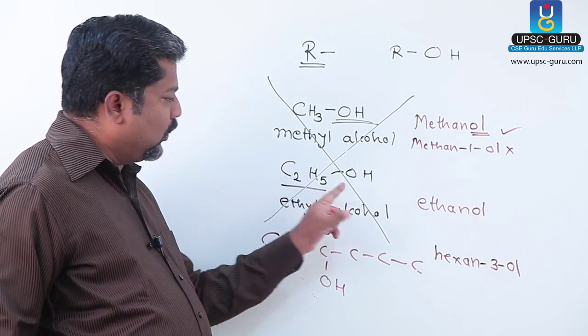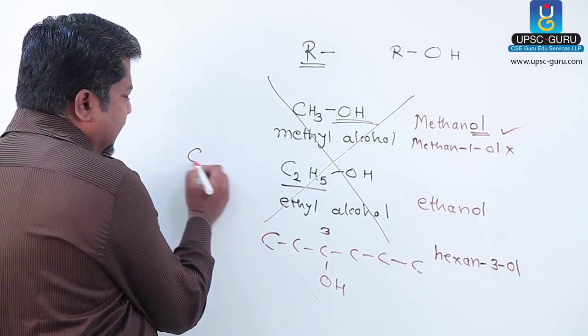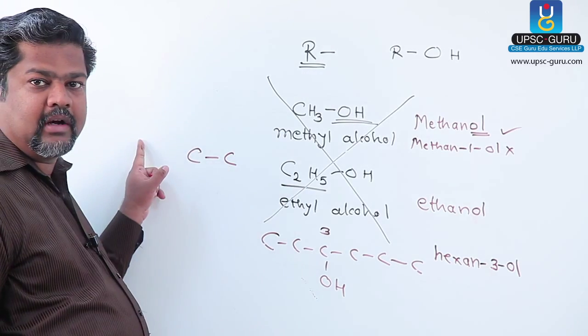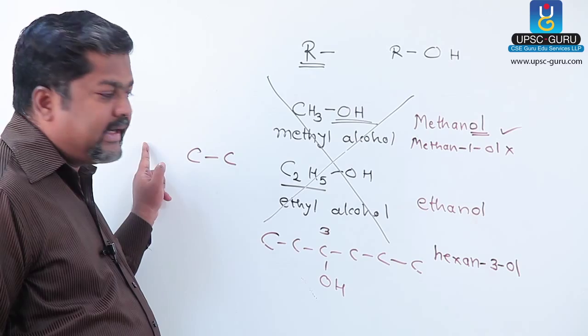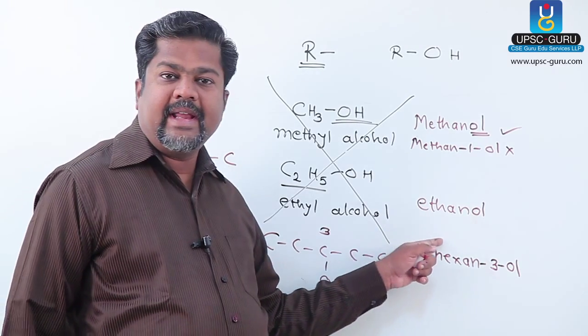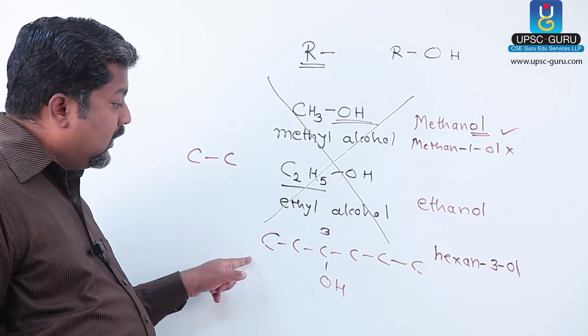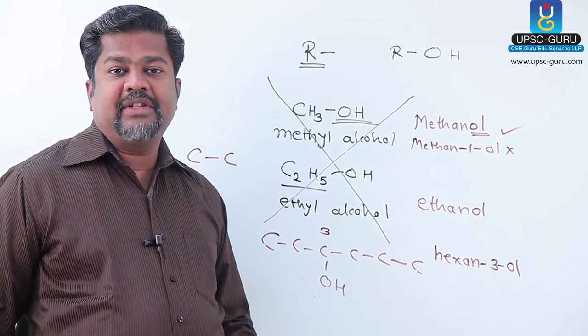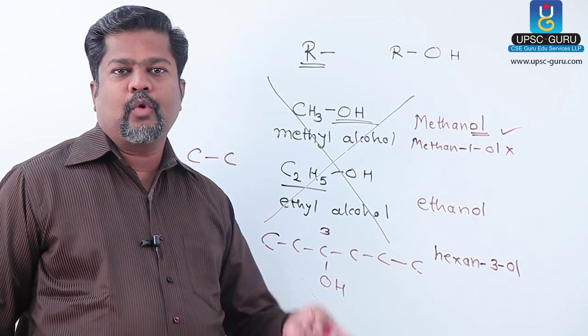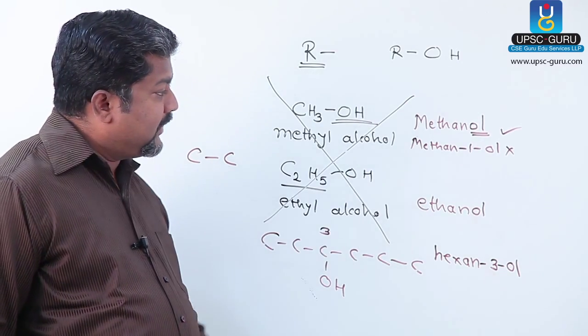Same way for the ethyl group, the OH group can be either here or here, it should get the minimum position, so it is getting number 1, and therefore it is not ethane-1-ol, it should be ethanol. But in case of propanol, the third member, there is a chance of propane-1-ol or propane-2-ol. So like that, a numbering system is there.